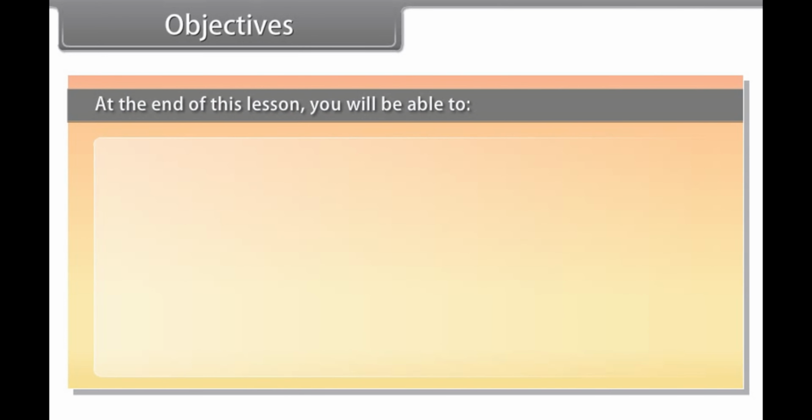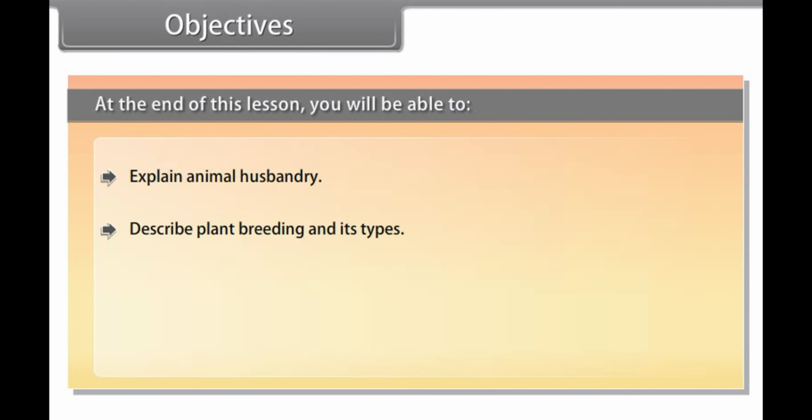Objectives. At the end of this lesson, you will be able to explain animal husbandry, describe plant breeding and its types, know single-cell protein, and explain tissue culture.